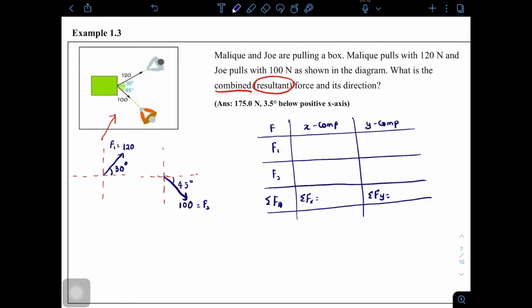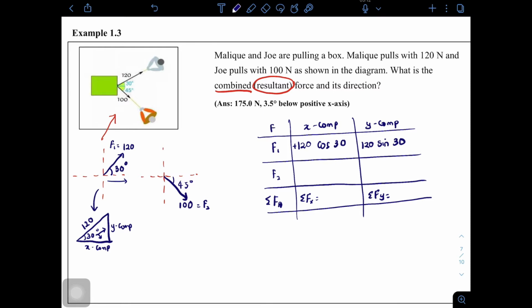For F1, like what we have been discussing before, we take out the triangle, here 30 degrees. So we have F1, 120, as the hypotenuse. The vertical one is the y component and the horizontal one is the x component. The F1 x component is adjacent to the angle, so we will be using cos 30, with hypotenuse 120. It is positive x. And the y component, the vertical one, is opposite to the angle, so sine 30, and the hypotenuse is 120.